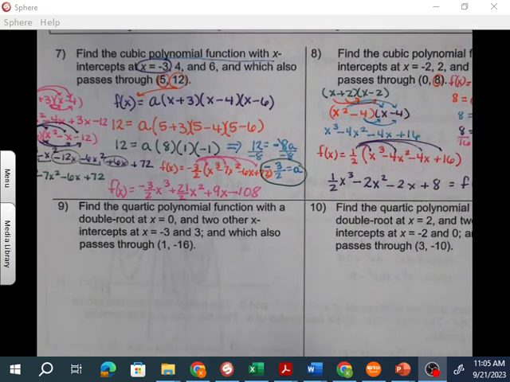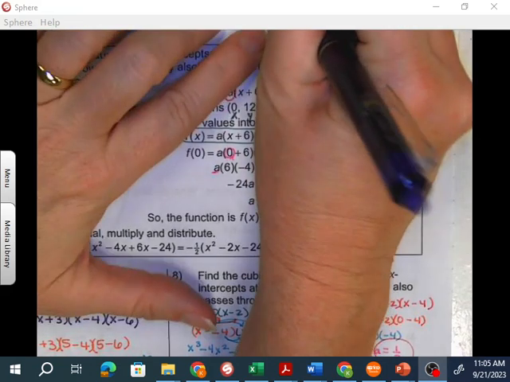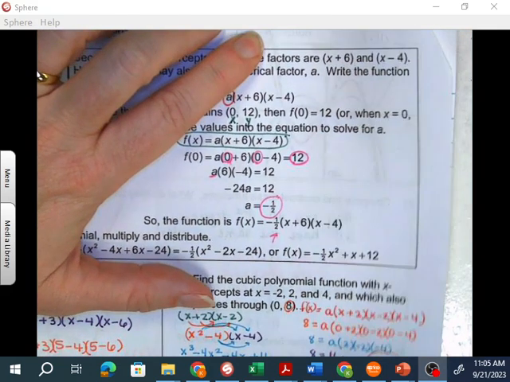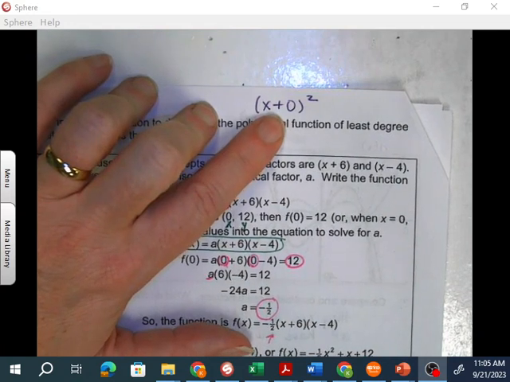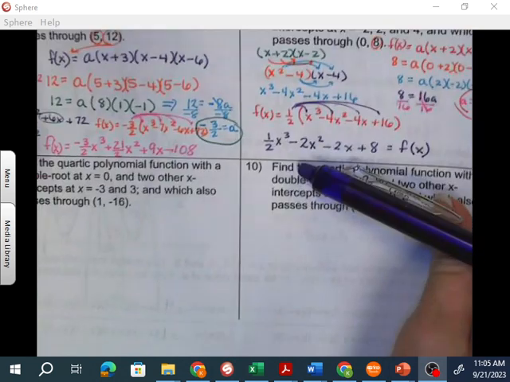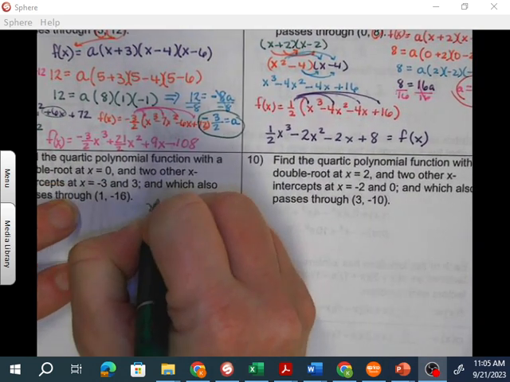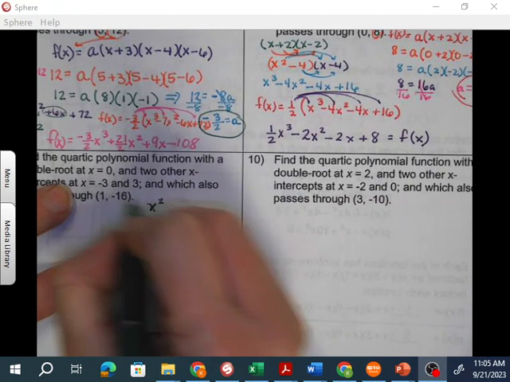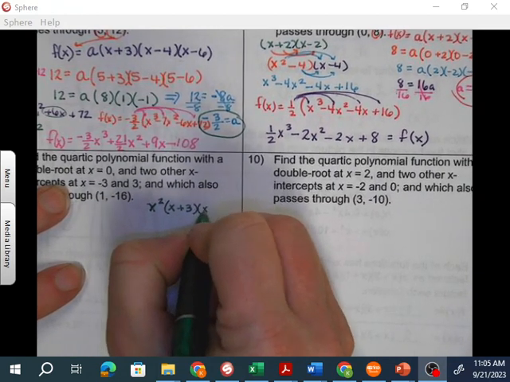You could write that as x plus 0 squared, because it happens at 0. But there's no reason to, because x plus 0 is just x. So it's just x squared. When I write that as a factor, I'm just going to write it as x squared. And then my other two are going to be x plus 3 and x minus 3.